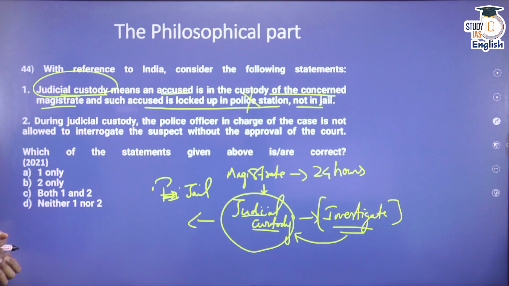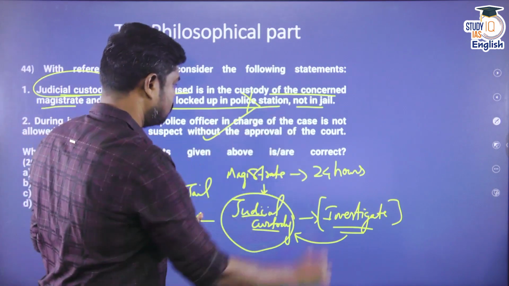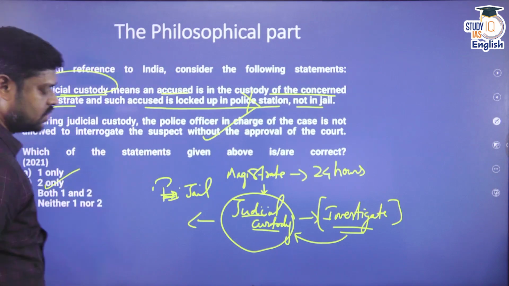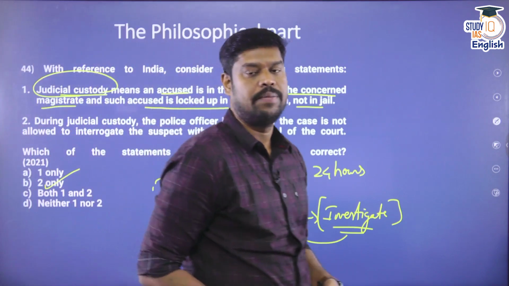Come to statement number 2. During judicial custody, the police officer in charge of the case is not allowed to interrogate the suspect without the approval of the court. So, this is true. So, which of the statements given above are correct? The right statement is only option B, that is 2 only.